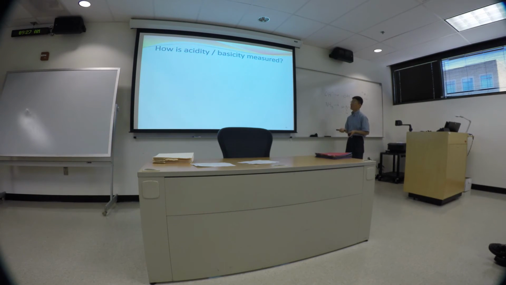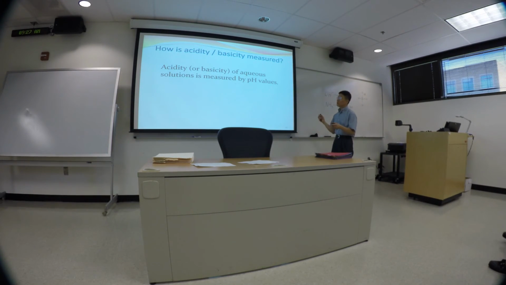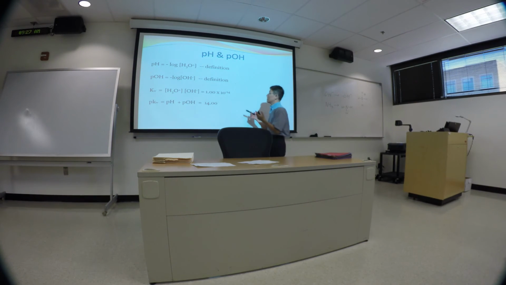Okay? So in this case, how is acidity, basicity measured? Well, acidity or basicity of an aqueous solution is measured by what we call a pH value. pH value, or the P scale there, pH or pOH. pH by definition, that's a definition there, that's a D word. Okay. pH by definition is the negative log of the molar concentration of H3O+. pOH, negative log of hydroxide ion concentration.